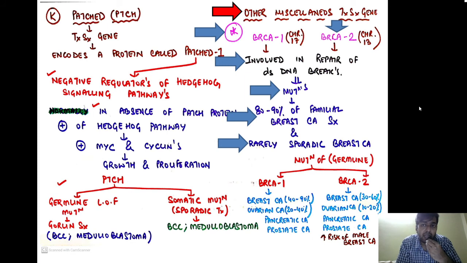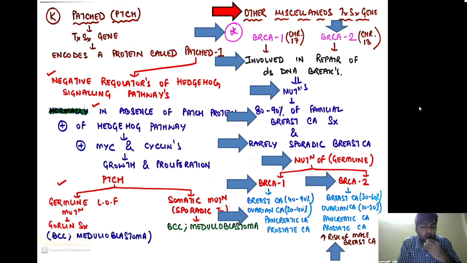Remember, BRCA1 and BRCA2 gene mutation is associated with 80 to 90% of the familial breast cancers, and rarely it might give rise to sporadic breast cancers also. Familial means that these mutations are inherited from their parents. A very famous personality who had this mutation was Angelina Jolie, if you all remember. Now this germline mutation of BRCA1 will lead to breast carcinoma, ovarian carcinoma, pancreatic and prostate carcinoma. Similarly, BRCA2 mutation will also lead to the same cancers.